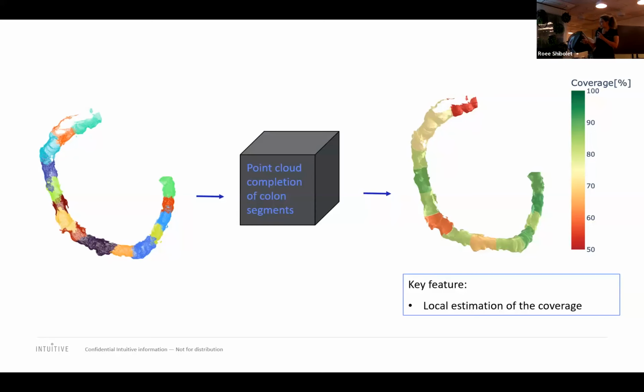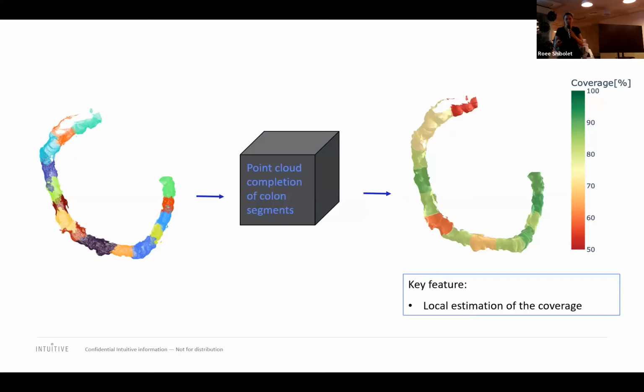So why do we want this? First of all, it's a much richer output than to simply give a single number for the entire colon. If I say that the colon was covered at 95%, it's not at all the same thing if every single segment has 95% coverage, or if most of it has 100% coverage and you have a few segments with 50% coverage.